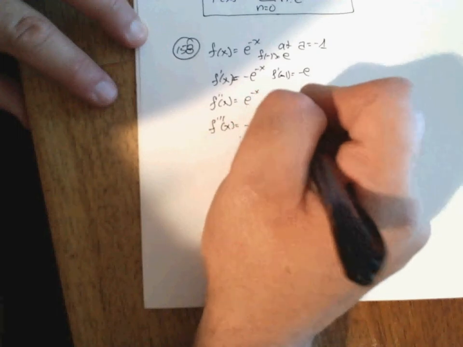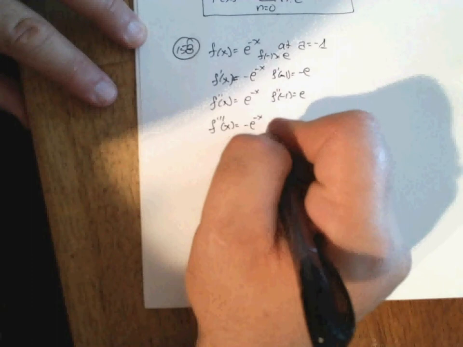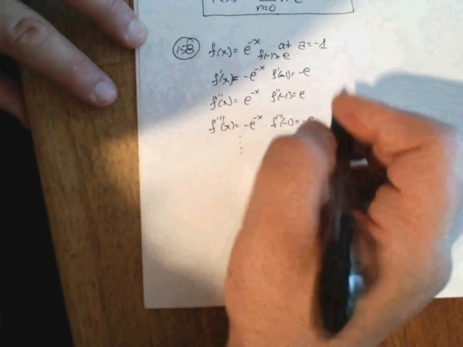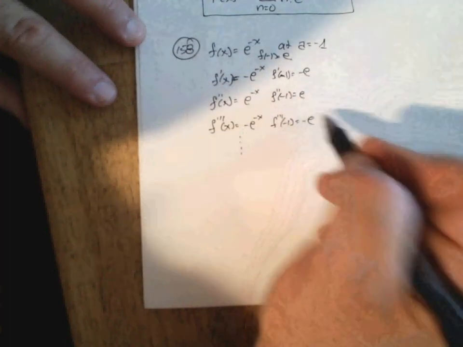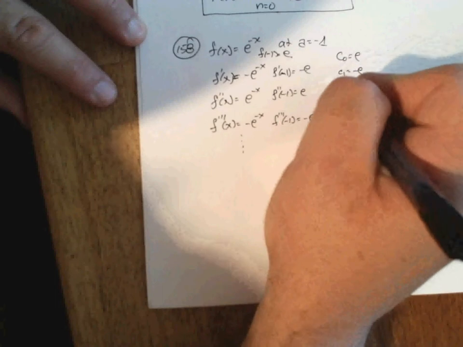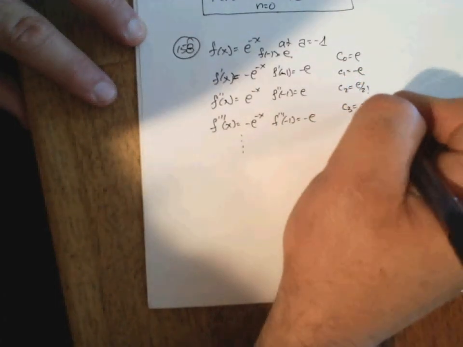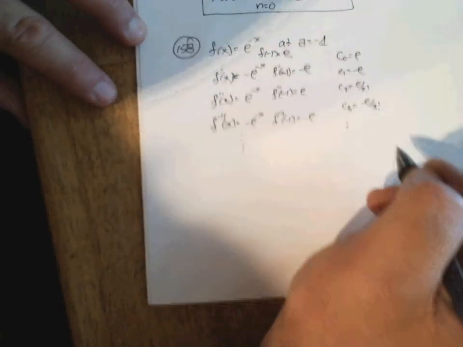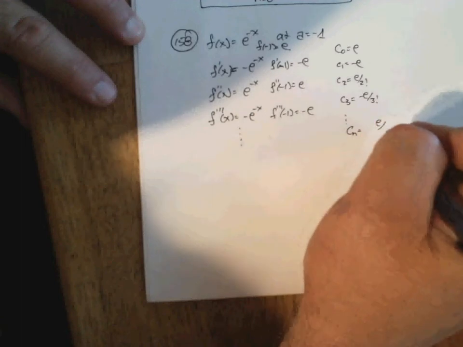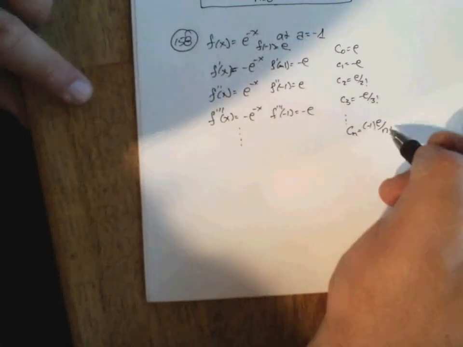So f evaluated at -1, that's e. F prime at -1 is -e. F double prime at -1 is e. E to the negative of -1 is just e to the 1. F triple prime at -1 is -e. And so it's back and forth between e and -e. So that means C naught is e, C1 is -e, C2 is e divided by 2 factorial, C3 is -e divided by 3 factorial, and so on and so forth.